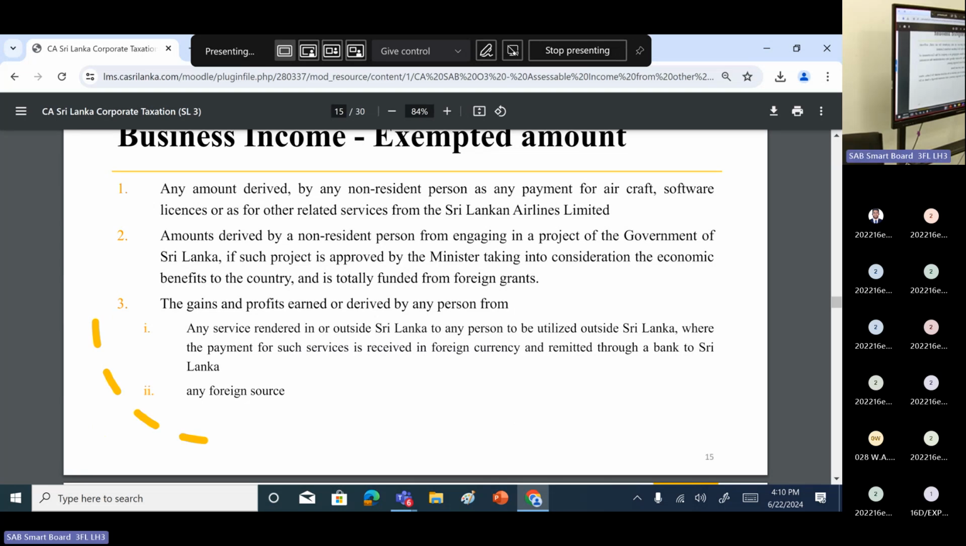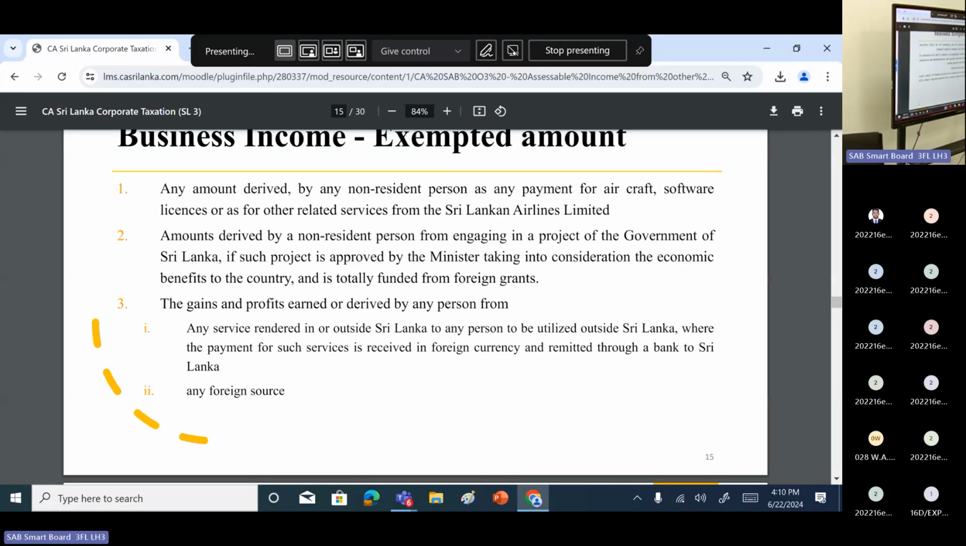The gains and profit earned or derived by any person from any services rendered in or outside Sri Lanka to any person to be utilized outside Sri Lanka, where the payment for such services is received in foreign currency and remitted through a bank in Sri Lanka. This is important. These days there is a dialogue going on. This exemption, they are going to remove.